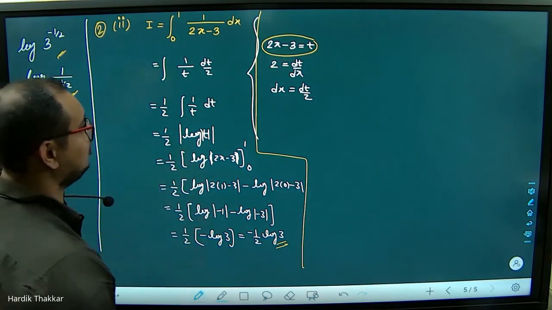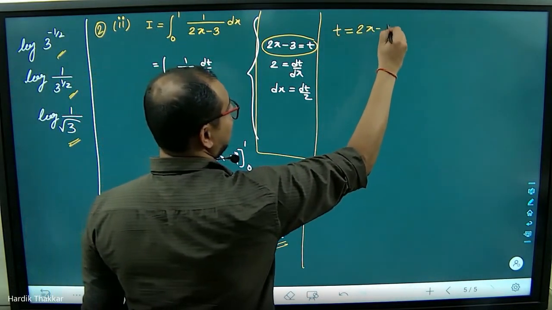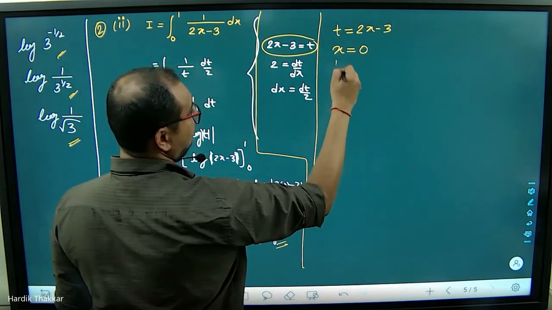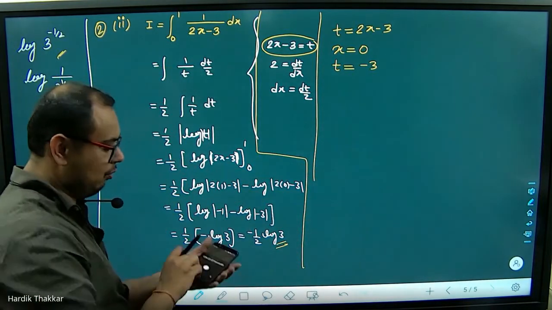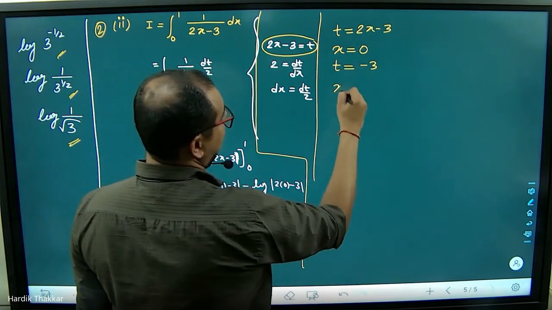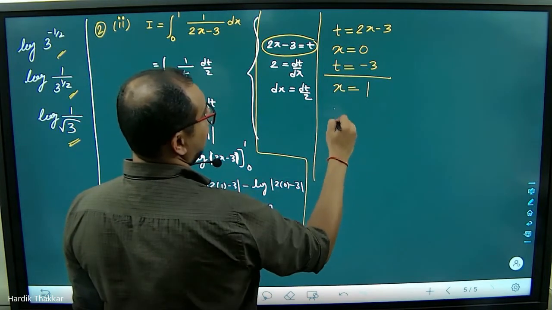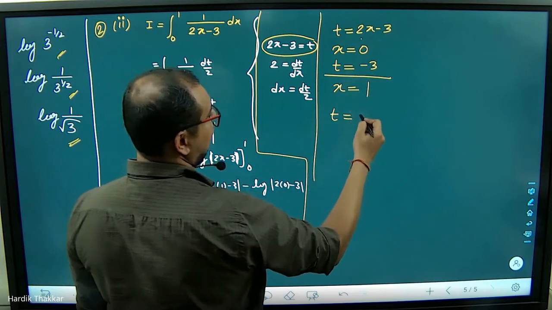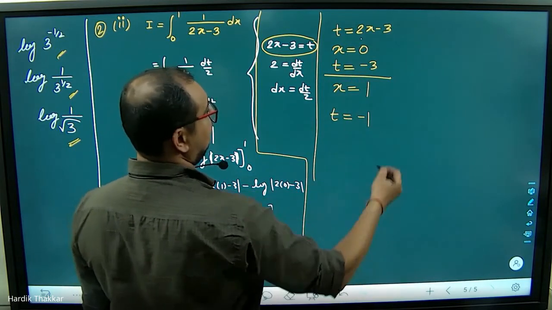So how we can change the limit? Here t is equal to 2x minus 3. Now what was the lower limit? It was x is equal to 0. So when we put x is equal to 0, we will get t is equal to minus 3. So this will be our lower limit. Further, when we put x is equal to 1, that means for upper limit, we will get t is equal to 1 minus 3, sorry, 2 minus 3, that is minus 1. So upper limit will be minus 1.